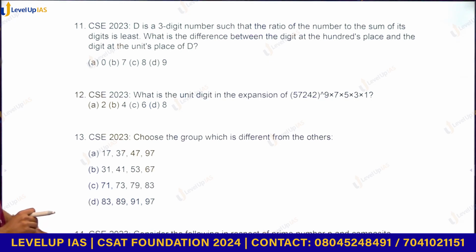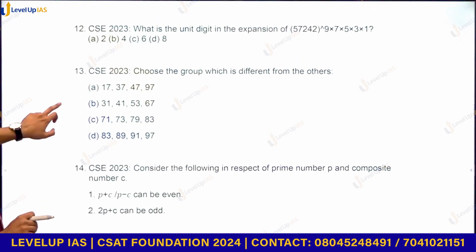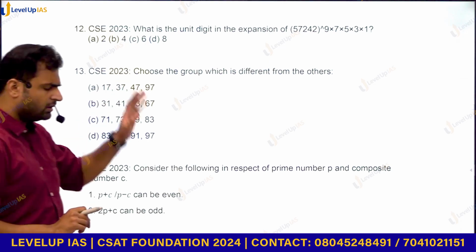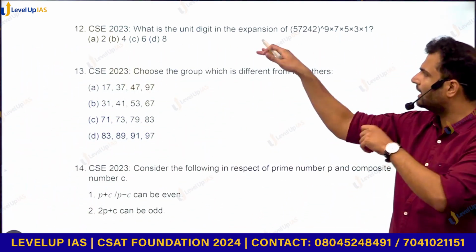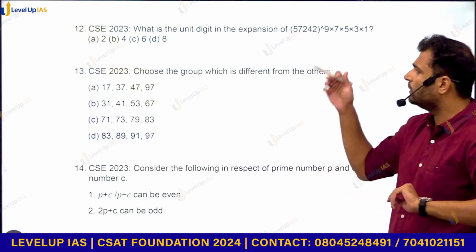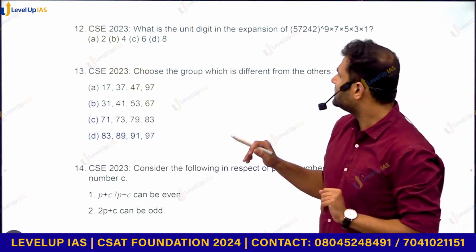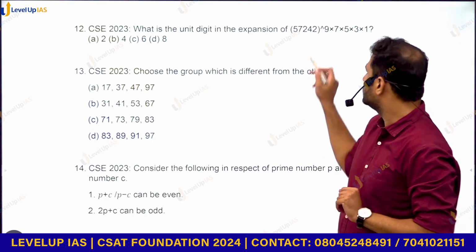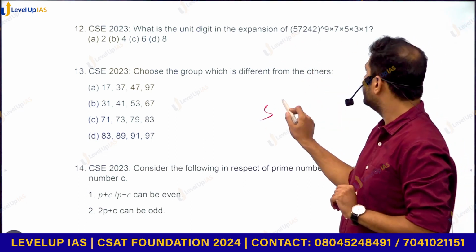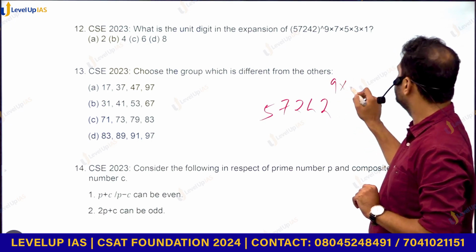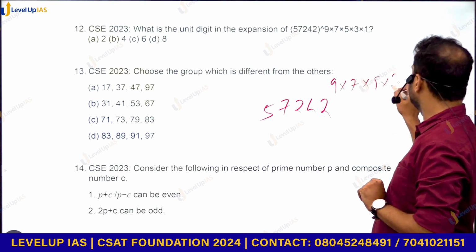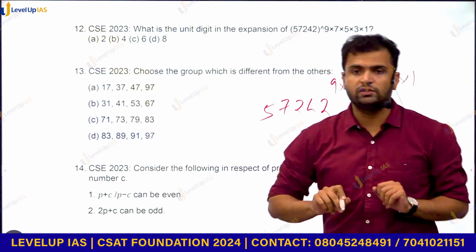The next question is very easy. Again, we have done this type of question in class, not this exact question, but many such questions. The question is: in the expansion of this particular power, we have 5, 7, 2, 4, 2 raised to 9 into 7 into 5 into 3 into 1, and we want to find out what is the units place.